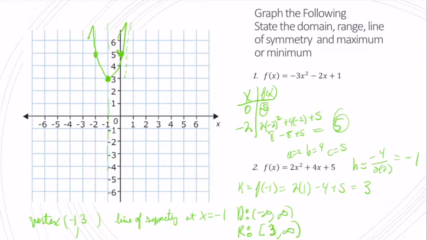The last thing I need to know is, is my vertex a maximum or a minimum? And my vertex is a minimum because my parabola opens up. This is the smallest value my graph could take on. So our minimum is my vertex: when x is negative 1, y is 3.